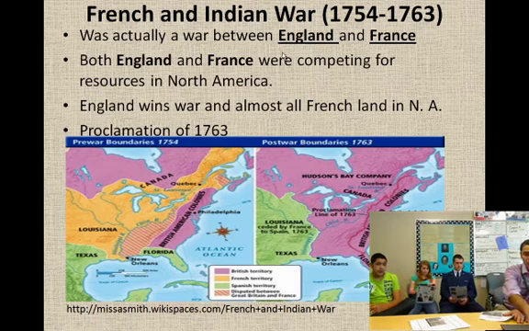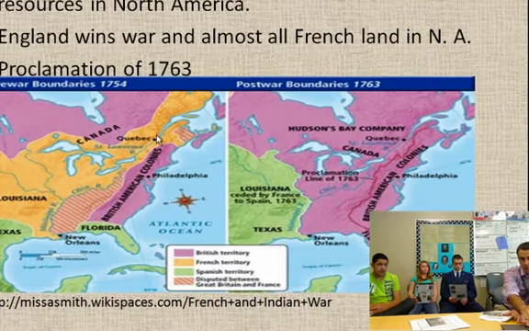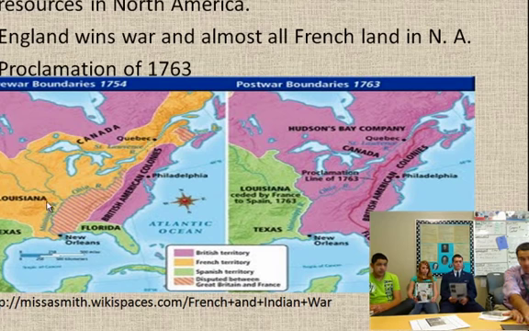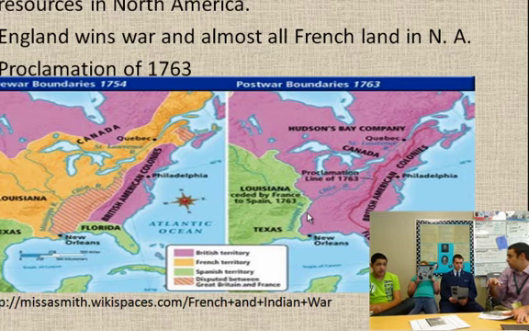It was actually a war between England and France. Both England and France were competing for resources. England wins the war and takes almost all of French land in North America. So take a look at this map here. Before the war, the orange represents the area France controlled, and the purple is what England controlled. When France loses, in 1763, what happens to all the French possessions? They're gone. So France loses all its North American claims.